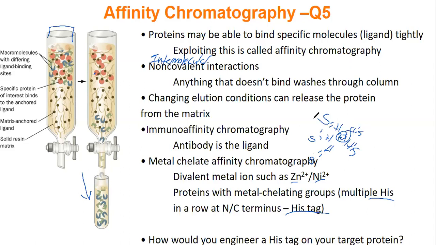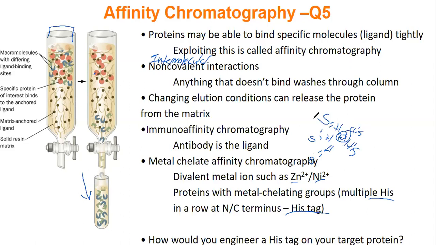And if you know what histidine looks like, you can kind of imagine how it would bind. But you put like 6 histidines in a row at the N or C terminus, your protein sticks to that. Anything that doesn't have these histidines will go right through.